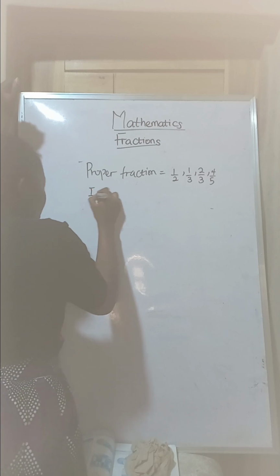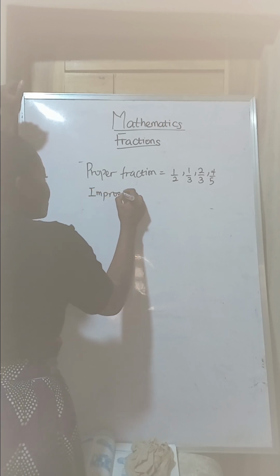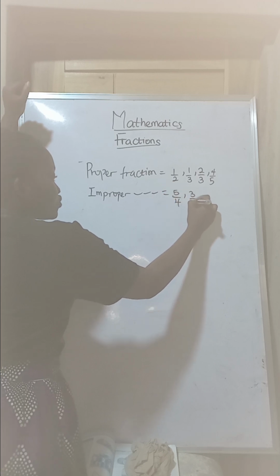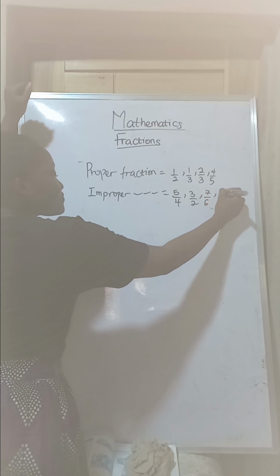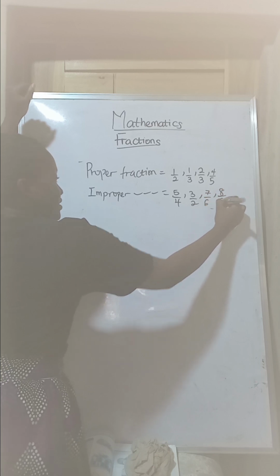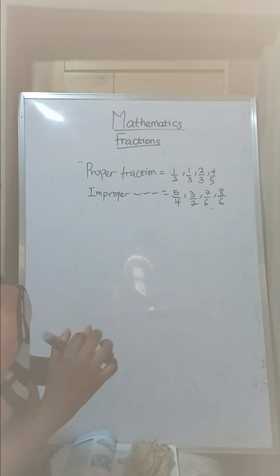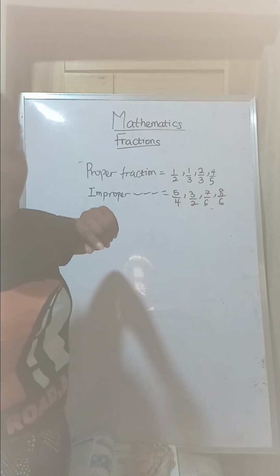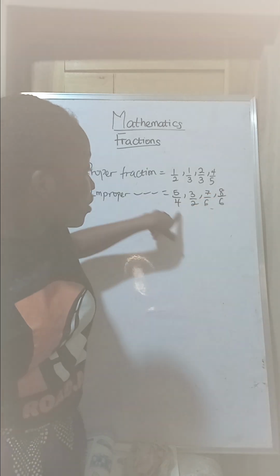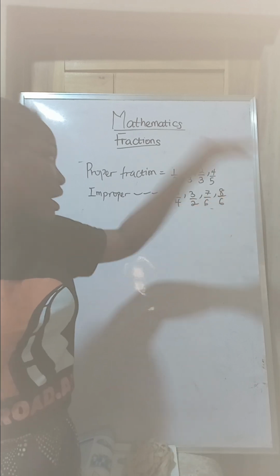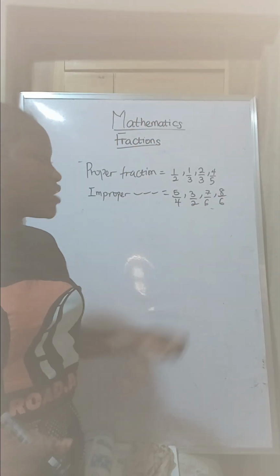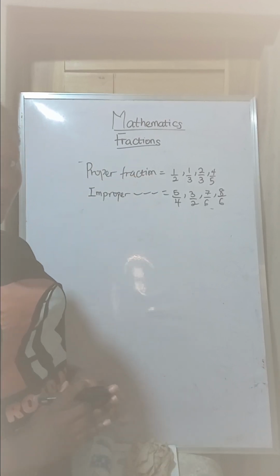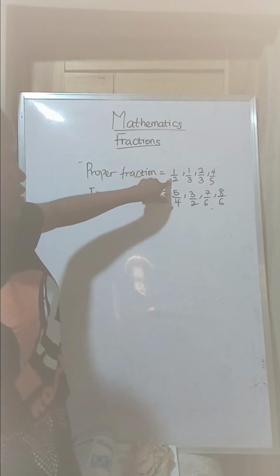Now, improper fraction. That's where we have 5/4, 3/2, 7/6, 8/6. Now you tell me what's common here. What is common is that the big numbers are on top, while the small numbers are below. Do you understand that? That's the common thing in improper fractions. Why in proper fractions? Because it is proper. Small one comes before big one. Do you understand that?